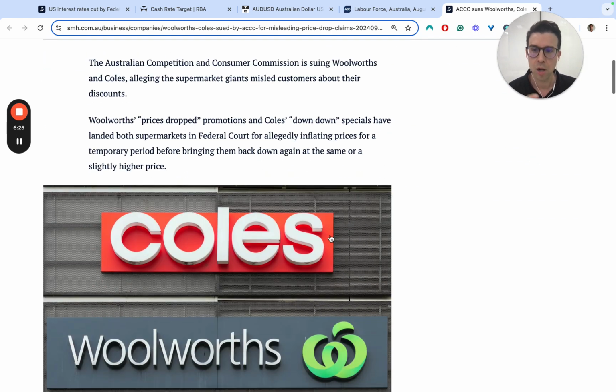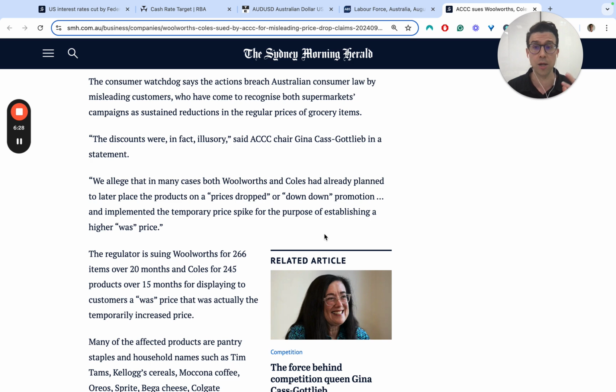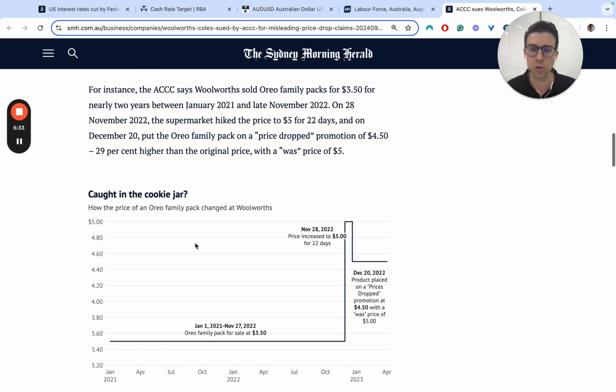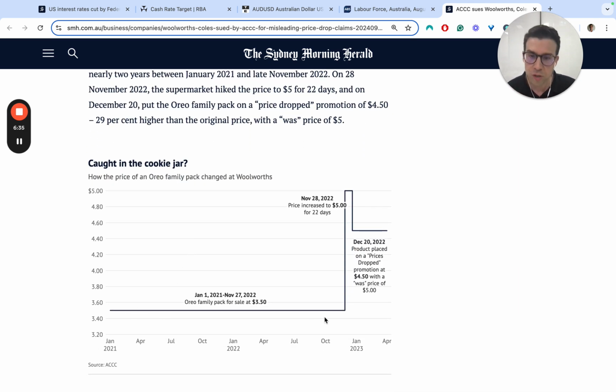Now, in this case, the criticism for Coles and Woolies, and I actually caught this by submissions from consumers as well, is that a good example of this is that they were advertising an Oreo family pack for $3.50. They jumped the price up for a short period of time to $5. They then dropped the price down to $4.50, which note was way more expensive than the $3.50, but then they advertised it as prices were down, they were cheaper. It's been discounted from $5 to $4.50. So in other words, they were creating fake price increases, right? To then actually advertise a new higher price as a cheaper price.